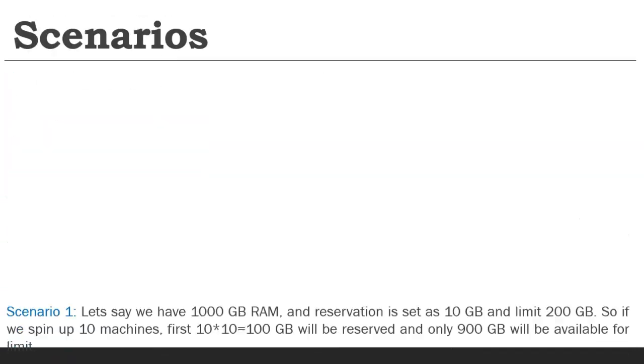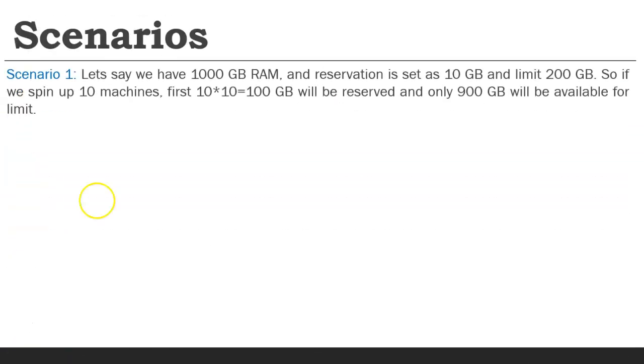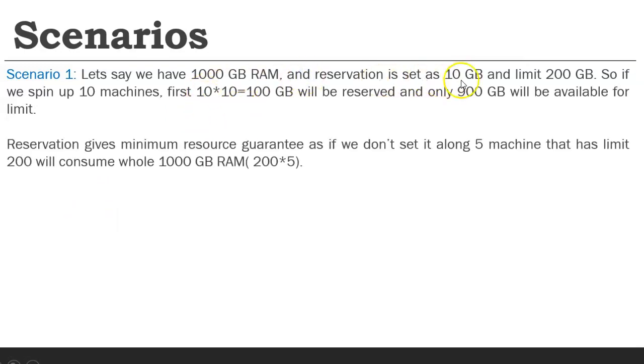And now we come to two important scenarios. We'll discuss how this will be applicable. Scenario one, so let's say we have 1,000 GB RAM and reservation is set as 10 GB and the limit is 200 GB. So if we spin up 10 machines, first 10 into 10, 100 GB will be reserved and only 900 GB will be available for the limit purpose.